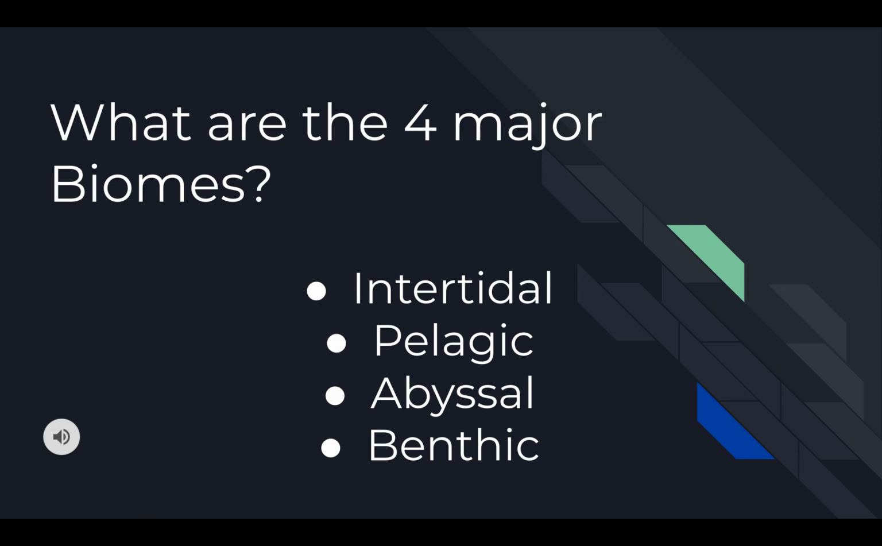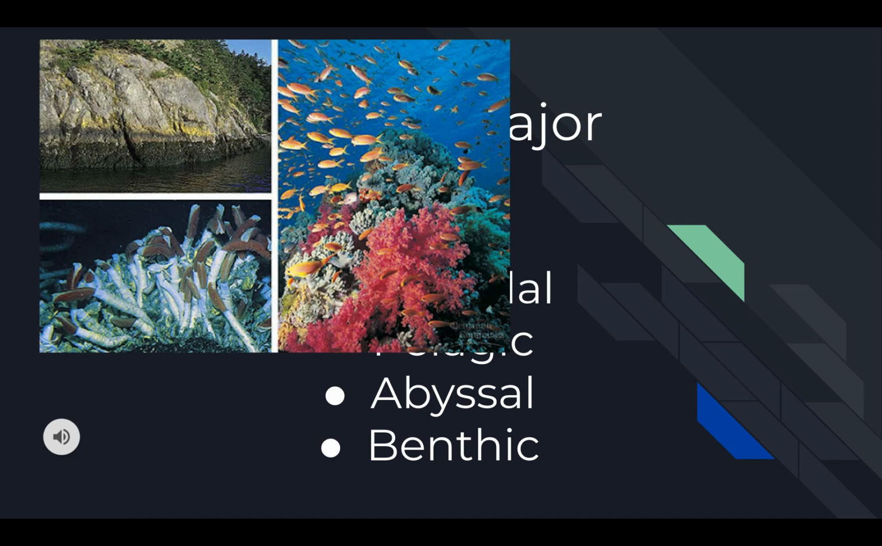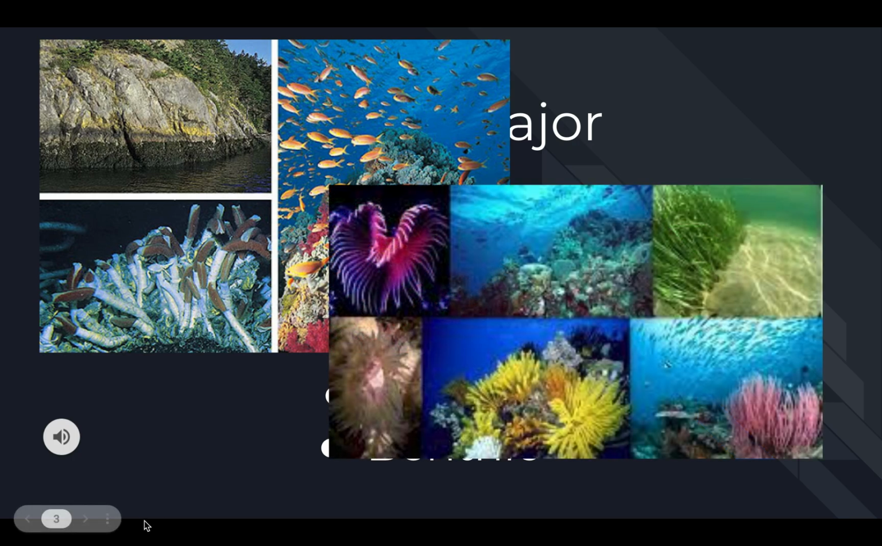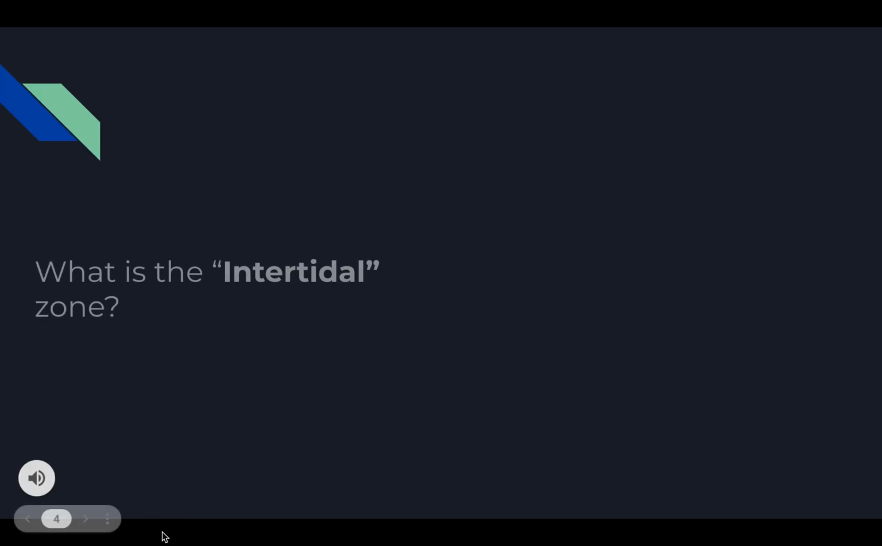So, what are the 4 major marine biomes? Like ponds and lakes, the ocean regions are separated into separate zones: intertidal, pelagic, abyssal, and benthic. All 4 zones have a great diversity of species, but are very different. We are not going to talk about the whole marine biome because it's really extensive and maybe we could never end. So, what is the intertidal zone?